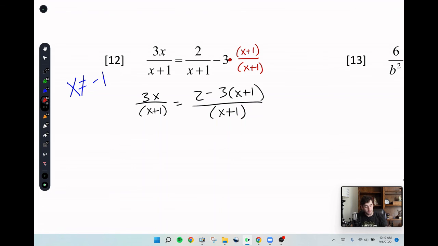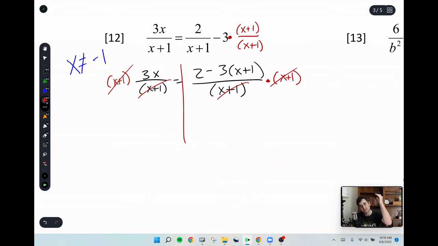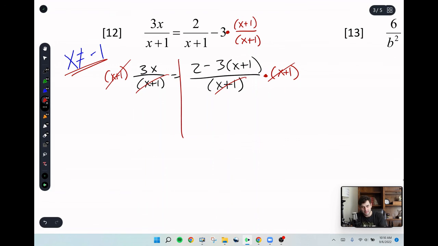Okay, so let's see what happens if we work out some math, keeping in mind x can't equal negative 1. Multiply both sides by x plus 1, because what you do to one side, you have to do to the other. And we cancel out our bottom and our top, keeping in mind the condition x can't equal negative 1. That's a note we made at the top. Now we're left with 3x equals 2 minus 3x minus 3. I went ahead and did my distribution.